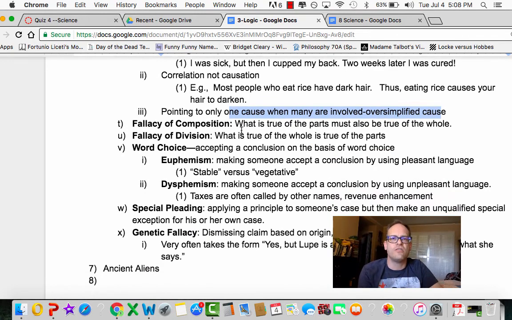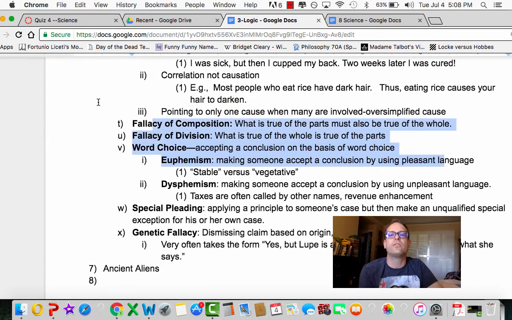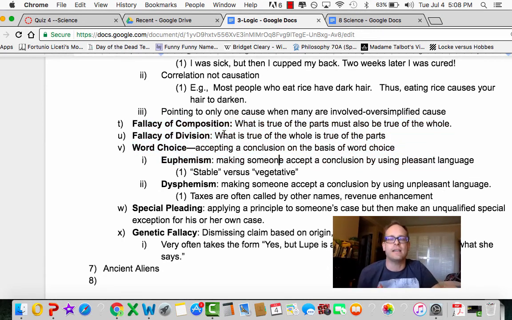Fallacy of composition and division, you're not tested very heavily on these two. They're a little involved, but essentially the idea is what's true of the parts must be true of the whole. This is the fallacy of composition. So a classic example of that would be something like this. Professor Vitt is just made out of particles, right? I'm just made out of little atoms, chemical molecules.